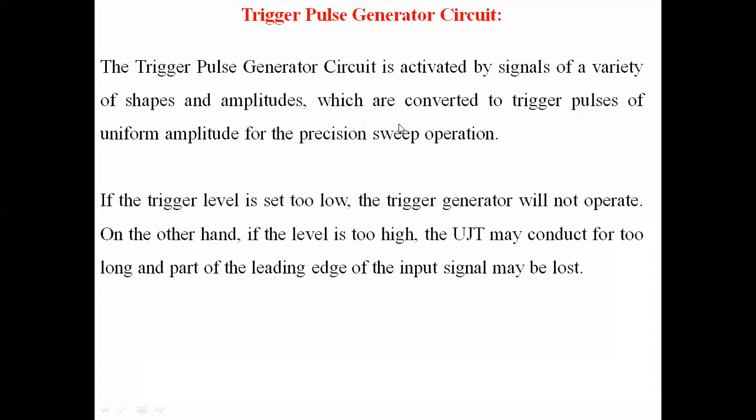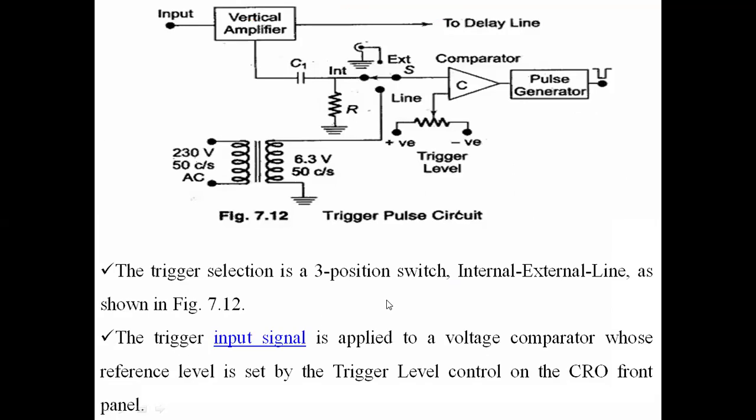To get a precision sweep operation, if the trigger level is set too low, the trigger generator will not operate. On the other hand, if the level is too high, the UJT may conduct for too long, and part of the leading edge of the input signal may be lost. So here, this is the trigger pulse generator, and this is the output.